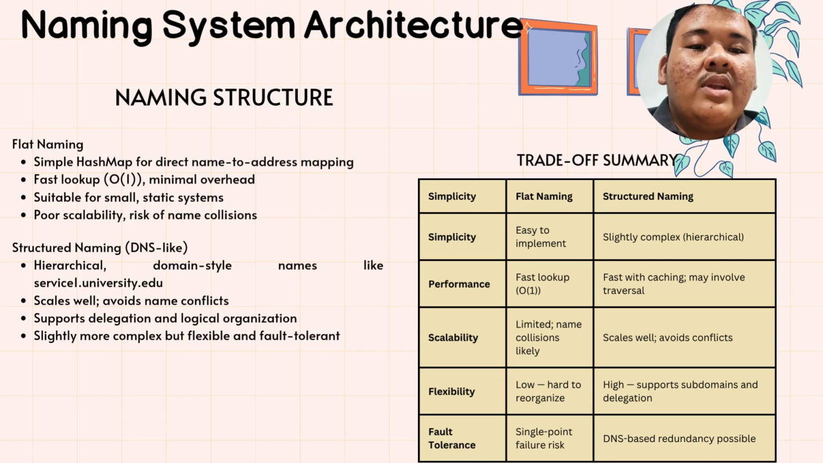For a quick summary of the trade-off, flat naming is easy to implement and fast, but limited in scalability, flexibility, and fault tolerance. In contrast, structured naming supports scalable, dynamic environments with better redundancy and management, at the cost of added complexity.